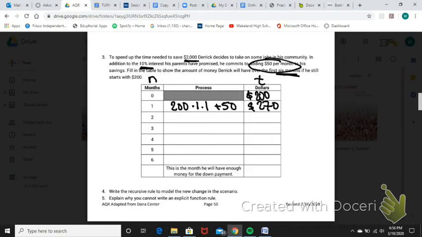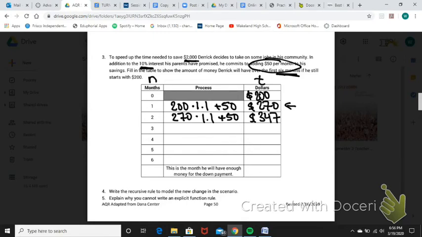$270. Easy enough. So now when we get into that second month, we've got to be careful. By the time he's in the second month, the amount of money in his bank account isn't going to be $200. It's going to be this one right here, the 270. So he's got 270 in his bank account. We're going to multiply that times 1.1, because his parents are still adding that 10% each time. And remember, he picked up that job, so we're still adding $50 to it.